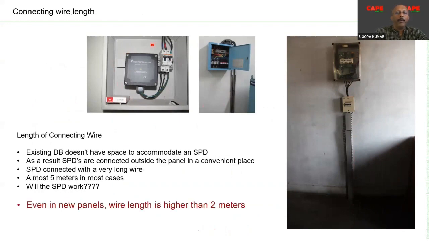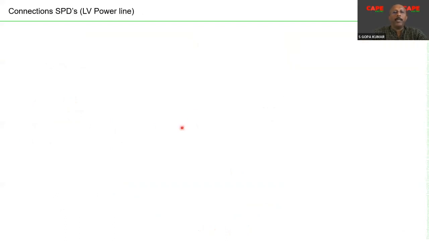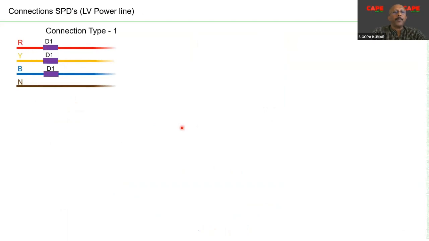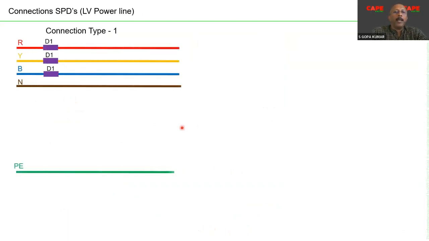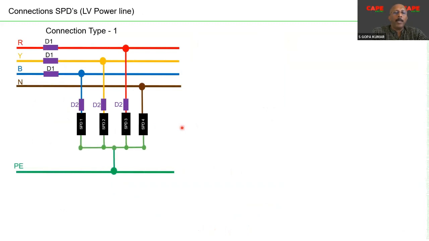Another case: a large line length with the SPDs connected. When you select a good quality SPD, you have to be serious about the connecting wire length, and you should always use the appropriate recommended length. If you are using a longer wire, the effective protection level is high. As a result, your equipment may not get protection. We will come to this point later, but before that, there are two types of connection recommended in this standard.